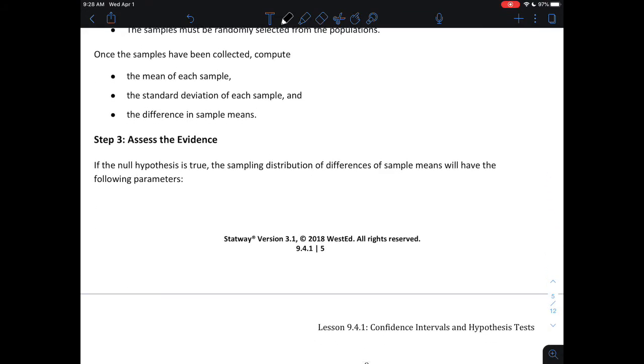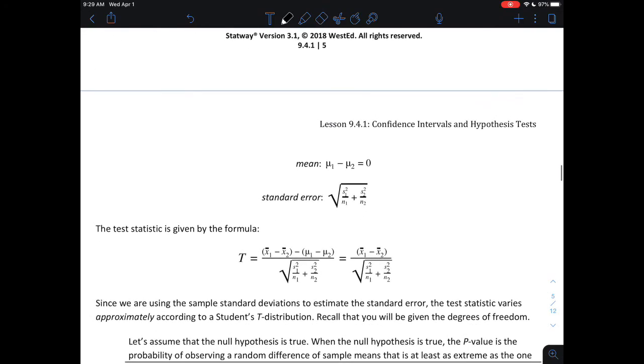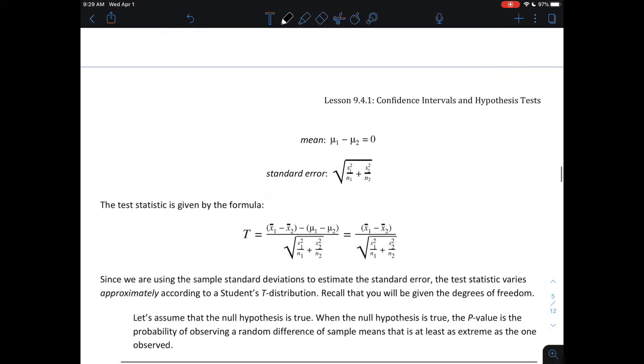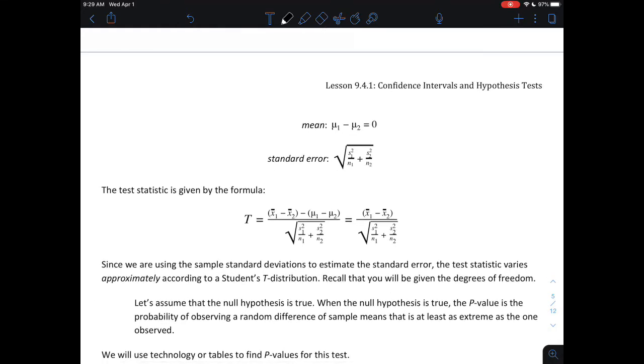After we've done all that, then we can assess the evidence. If the null hypothesis is true, the sampling distribution of differences of sample means will have the following parameters. We're going to have that the mean is mu1 minus mu2 equal to 0. This is something that we're going to use in a formula a little bit later on. We also have the standard error, just like we've seen before: the square root of s1 squared divided by n1 plus s2 squared divided by n2.